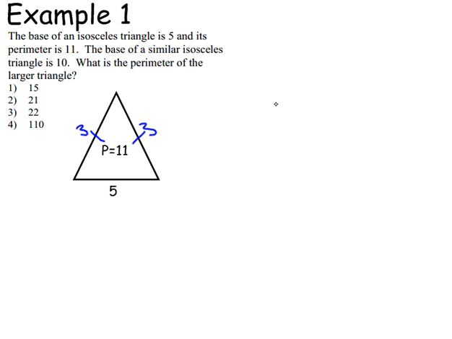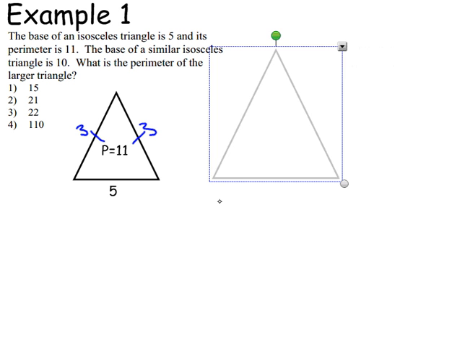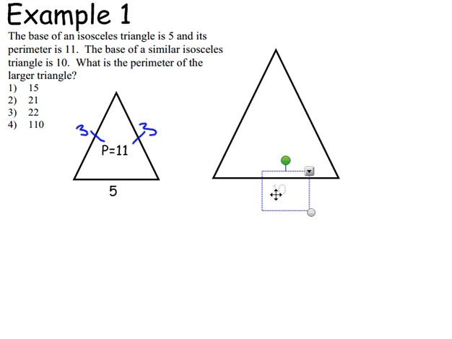Then we also have another isosceles triangle that's going to be bigger. And I know it's bigger because the base is 10. It's got a bigger base than this one. And we are asked to find the perimeter of this one. So I'm going to write P equals question mark. Well, for us to find the perimeter, we need to know what this side and this side measure.